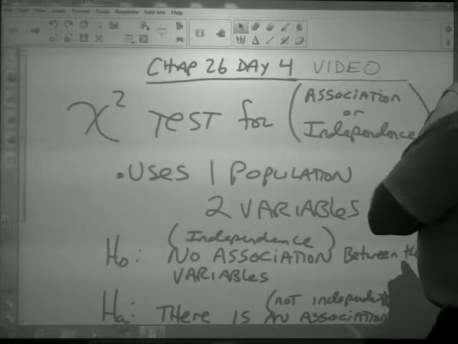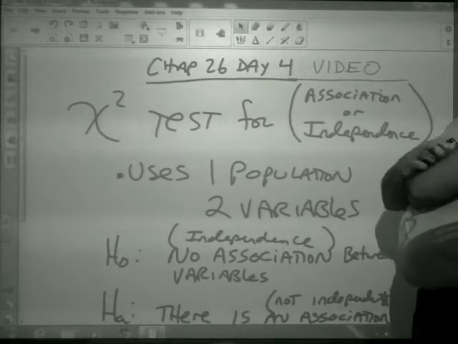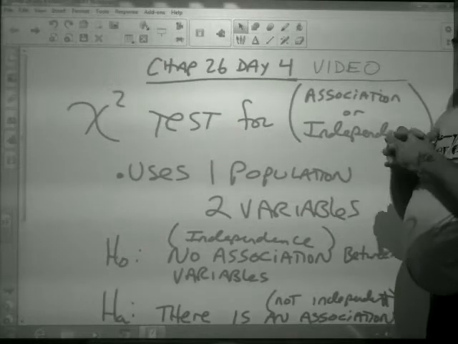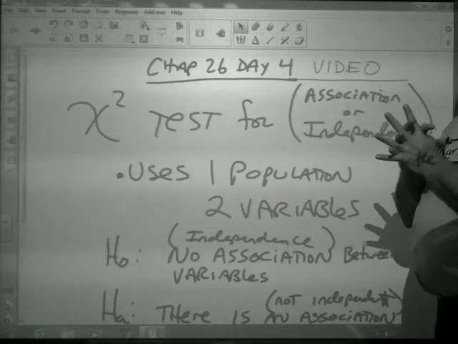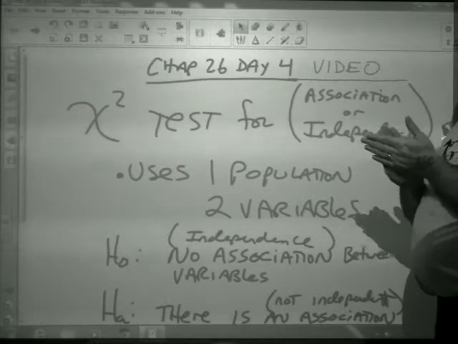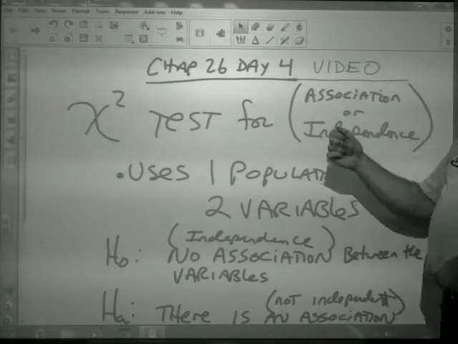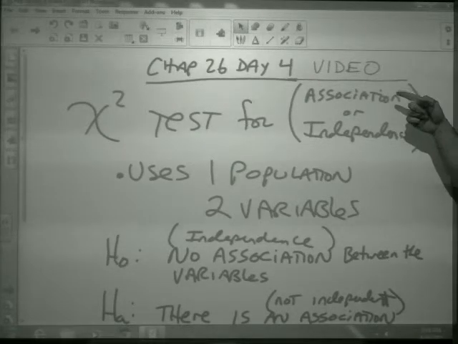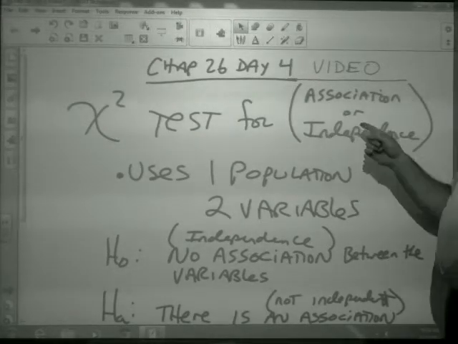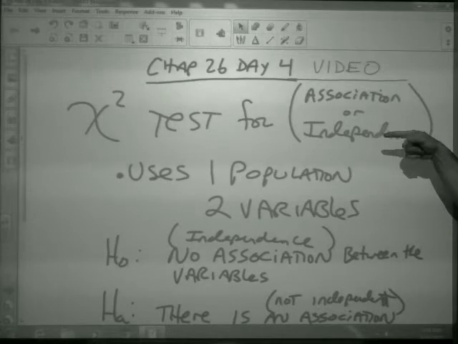All right, chapter 26, day 4. What we're going to do today is another chi-squared test, but it's very similar to the last one that we did. This chi-squared test is called the chi-squared test for association, or some people might call it a chi-squared test for independence. You can use either word here.